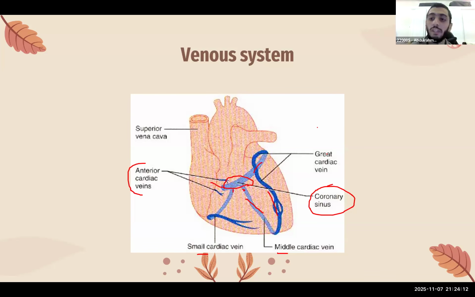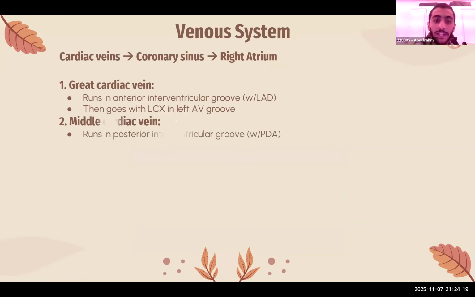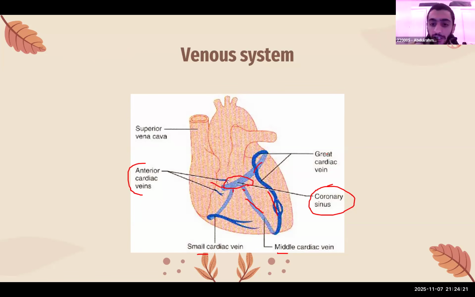The other important thing that you need to know is where they run and what runs with them. So let's say the great cardiac vein. The great cardiac vein is running in the anterior interventricular septal area. Here is the left ventricle and the right ventricle. And what was running here? The LAD. The posterior interventricular septum has the middle cardiac vein with the PDA. And then this right here is the right side. So the right coronary artery has the small cardiac vein in the atrioventricular septum.